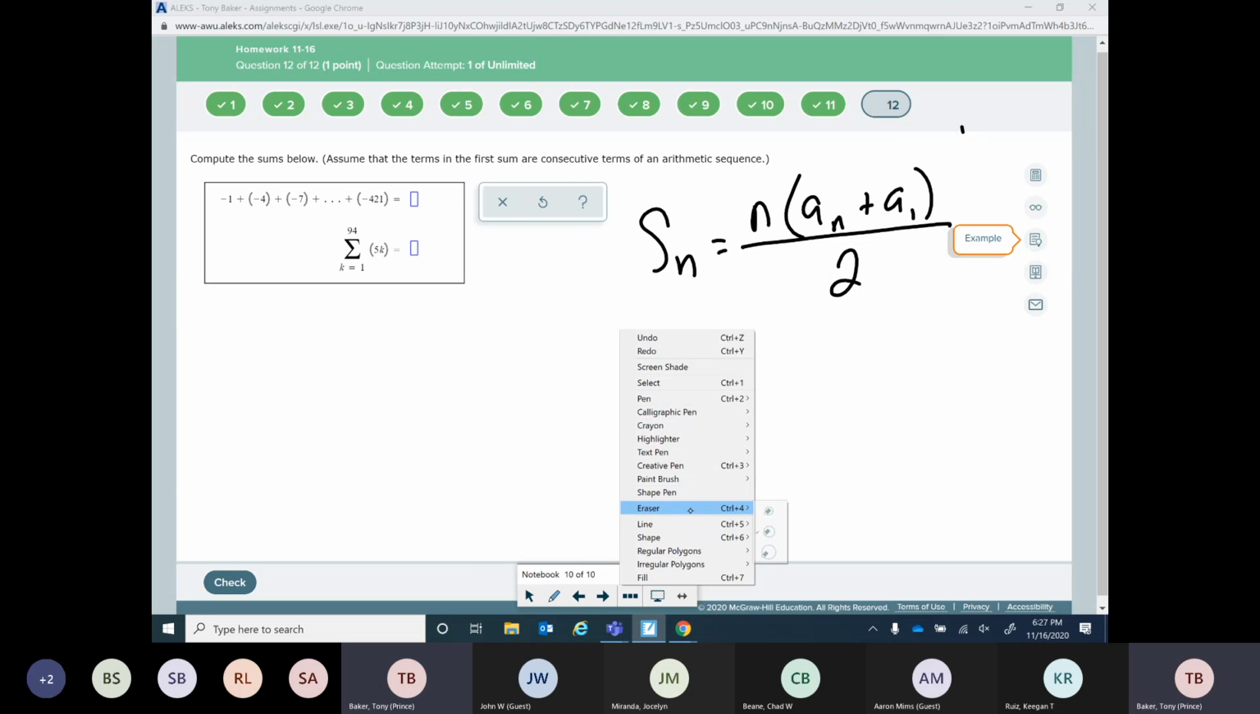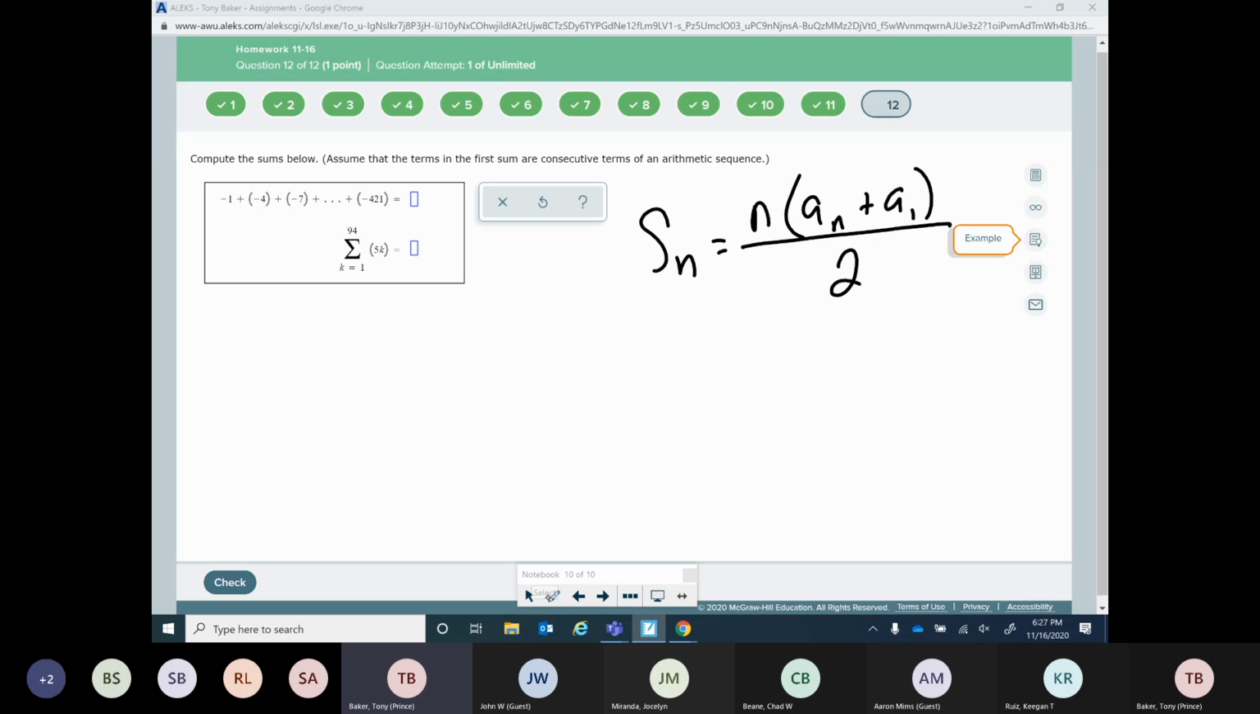So the key when we're doing this one is we just need to find that information. In the first problem, they give me the first term, they give me the last term, but they don't tell me how many of them I have. So I need to figure out n. And the second one, they give me how many I have, but they don't give me the first term and the last term. So you have to calculate those and figure those out.